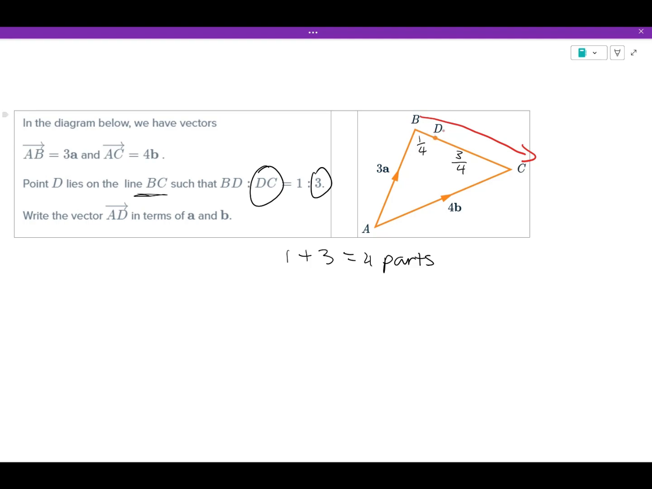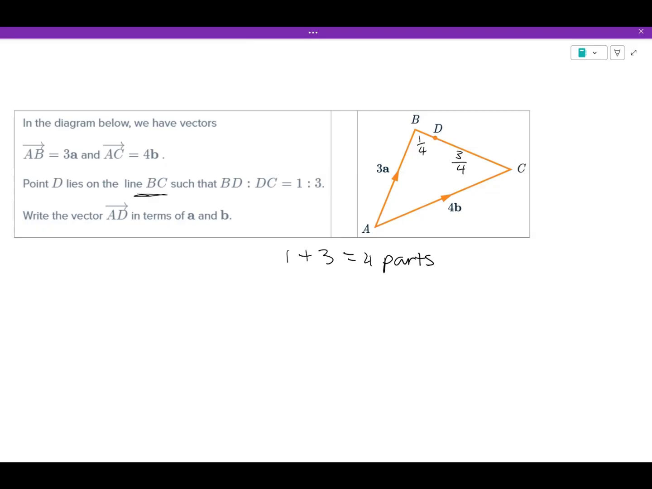Or the vector from just D to C is going to be 3/4 of B to C. So it allows us to find other vectors that aren't explicitly going to be written there. So now let's have a go at actually answering the question that we've been given.